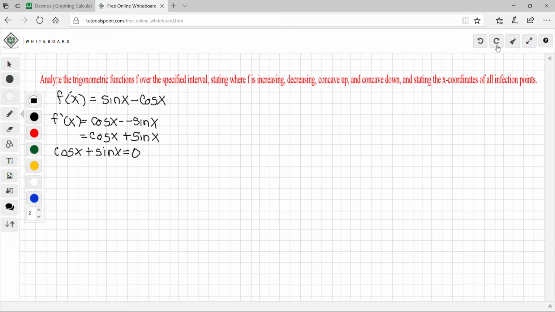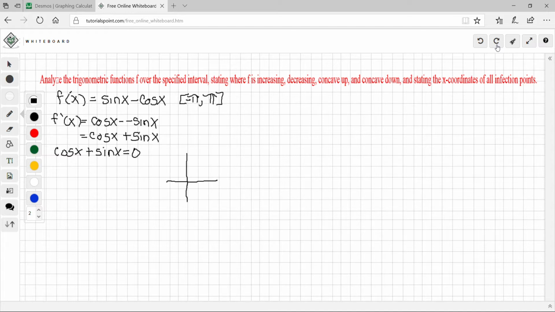Now what you can do is subtract sine x, or you could just leave it like that. You have to figure out which radians, when you add the cosine x and sine x, will give you 0. So I'll just leave it like that. And the interval is from negative pi to pi.